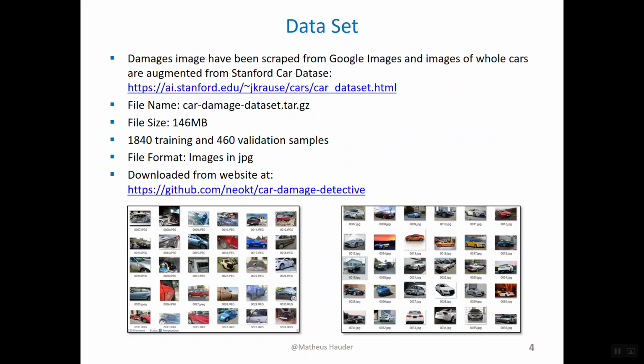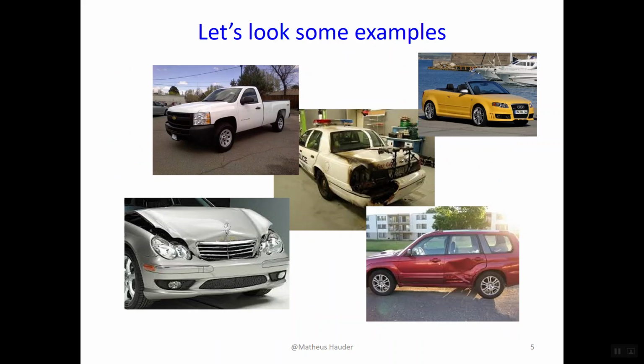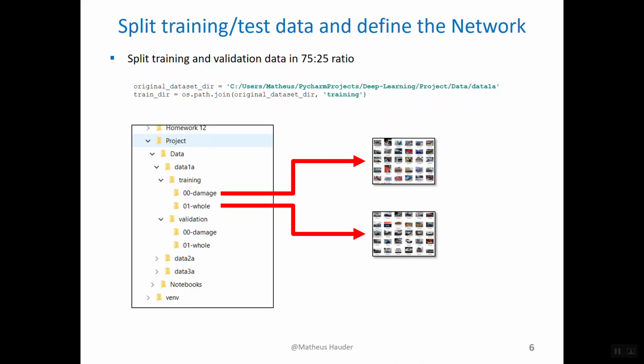Below you can see some screenshots of the images downloaded from the project. Here you have an overview of some of the images showing cars with damages and whole car images. As I said, the main goal of my project is to automatically classify these images to identify cars that have a damage. This is how the training data and the validation data look.